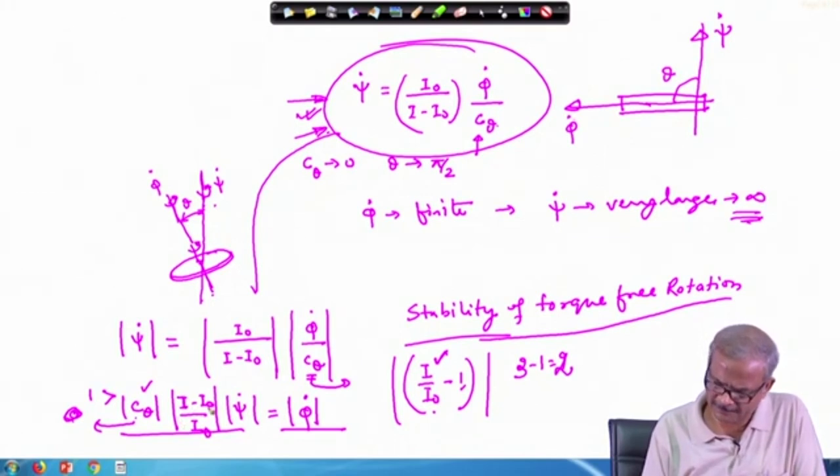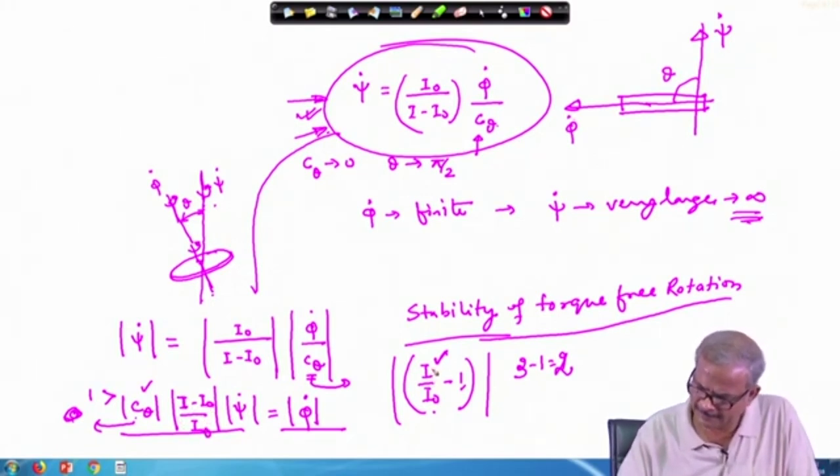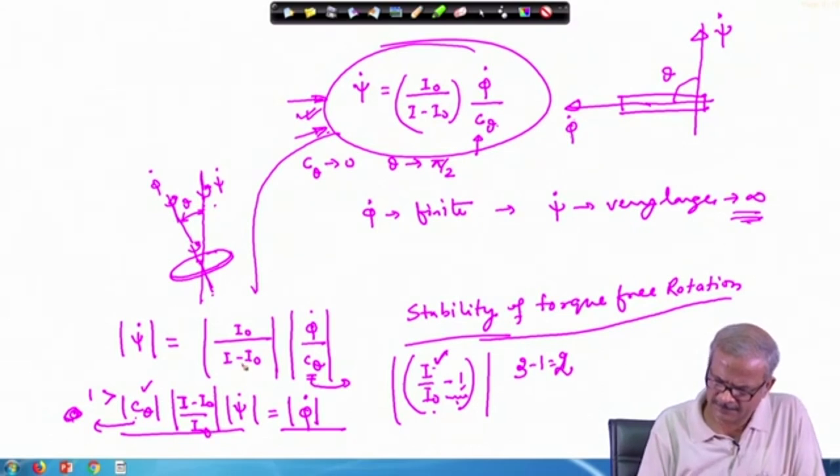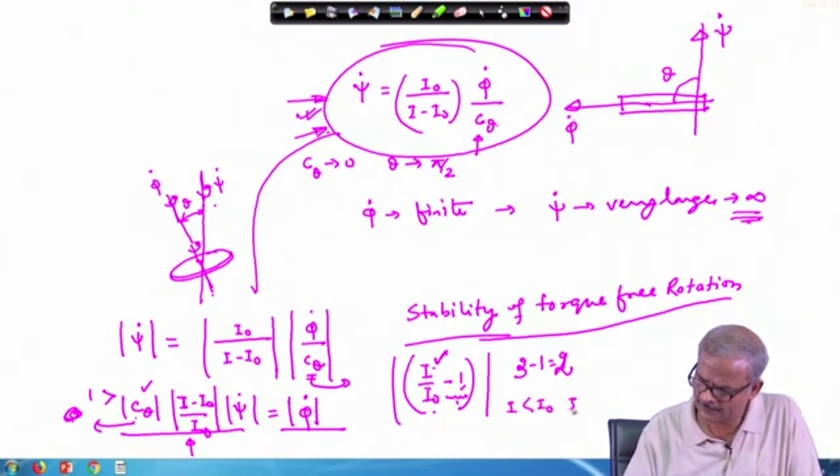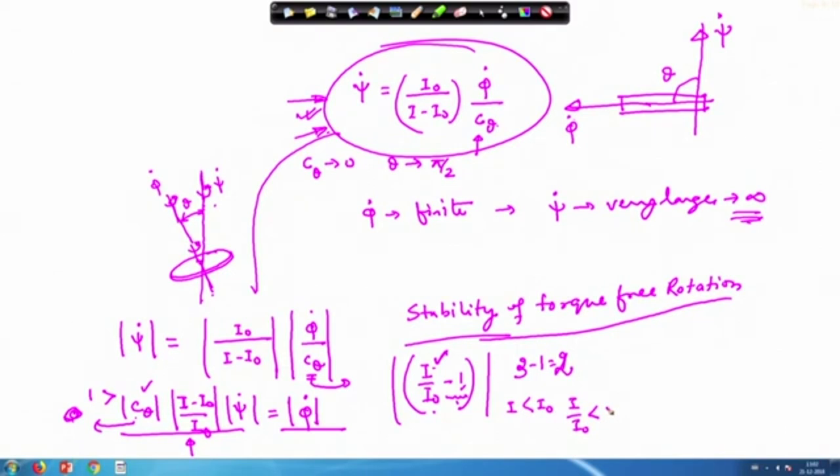Either this will be greater than 1, or it can also be the other way if I is less than I 0. So, this quantity becomes less than 1, and therefore this quantity will be small. If I is less than I 0, then I by I 0 becomes less than 1, and therefore I by I 0 minus 1, this quantity will be less than 0. This will become a negative quantity, because this is less than 1, and from there if we subtract 1, so this is going to be a negative quantity.